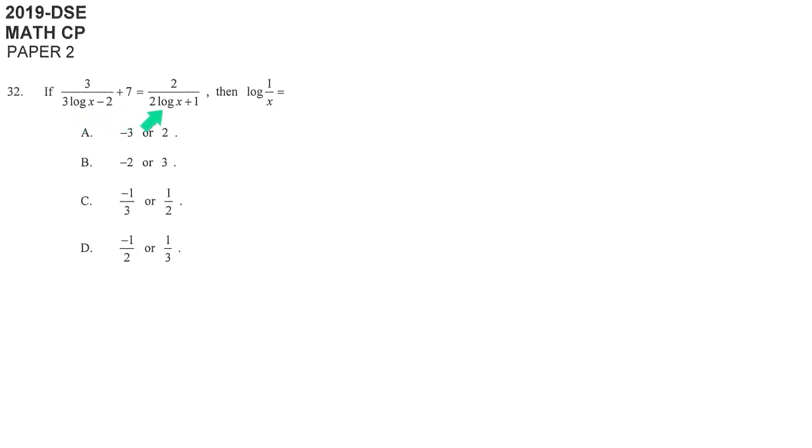Very short question. There are some equations. Based on this equation, our target is to find out this. If I look at the target, our target is log 1 over x. That means log x to the power of -1. So basically, we are finding negative log x.